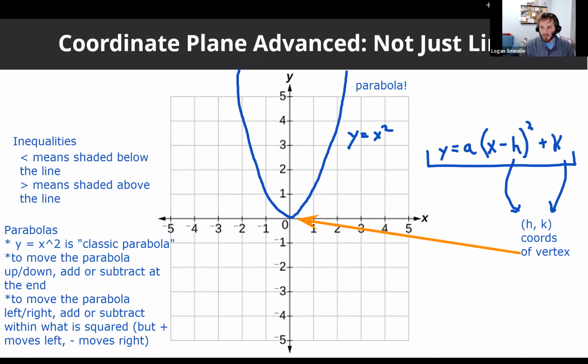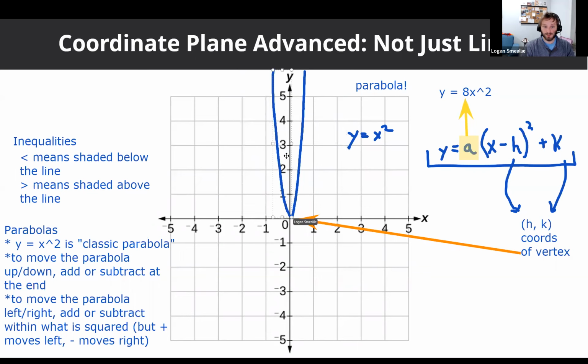Just to call out one thing, what is A? A does not come up much on the GRE. It's just possibly a multiplier. So imagine if we had y equals 8x squared. Well, in that case, A is 8. That would make it just go up even faster. It would become like a very accelerated parabola. It would make it really thin.